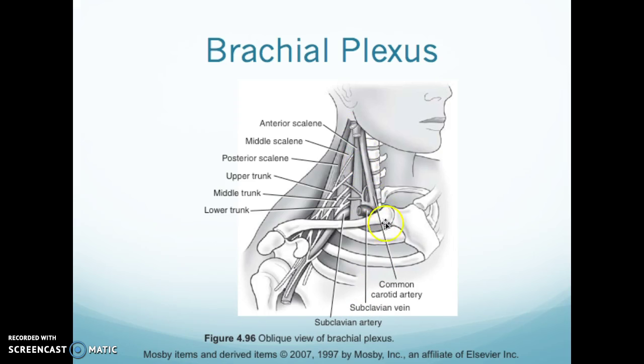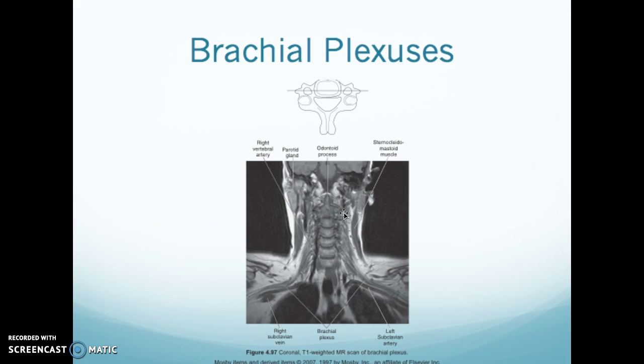So we have the common carotid artery coming up with the subclavian vein, and here's your subclavian artery, and here is your lower, middle, and upper trunk of your brachial plexus. So you have your posterior scalene, your middle scalene, and your anterior scalene, so you can see them coming out right between those two muscles. So your odontoid process with your sternocleidomastoid muscle coming down and around. Your left subclavian artery is there, and you can see all those little stripes coming out and around. That is your brachial plexus.